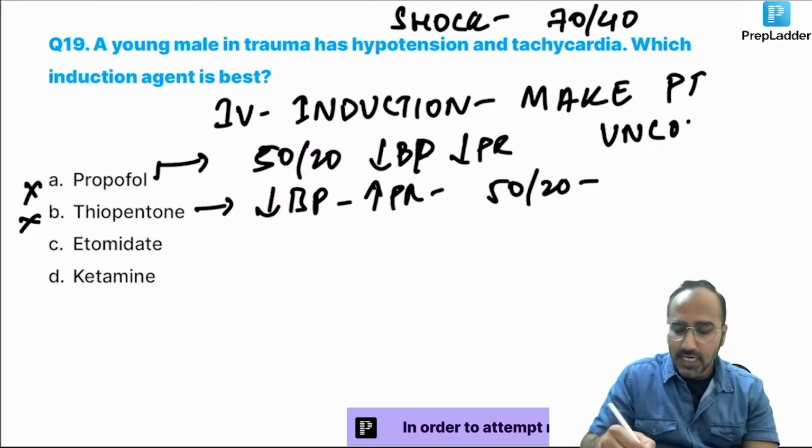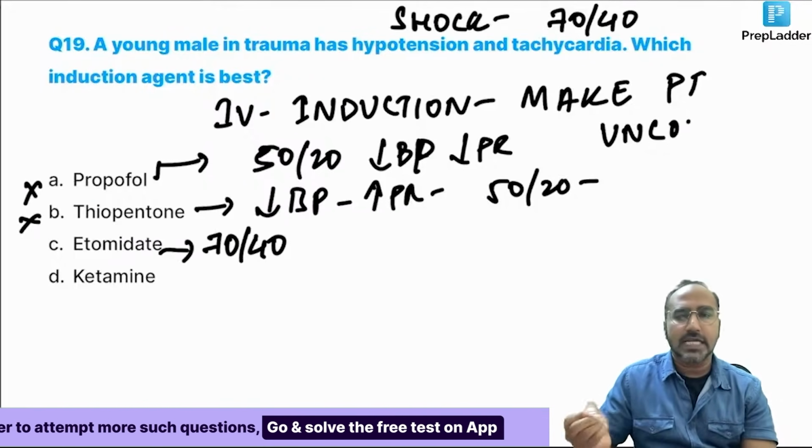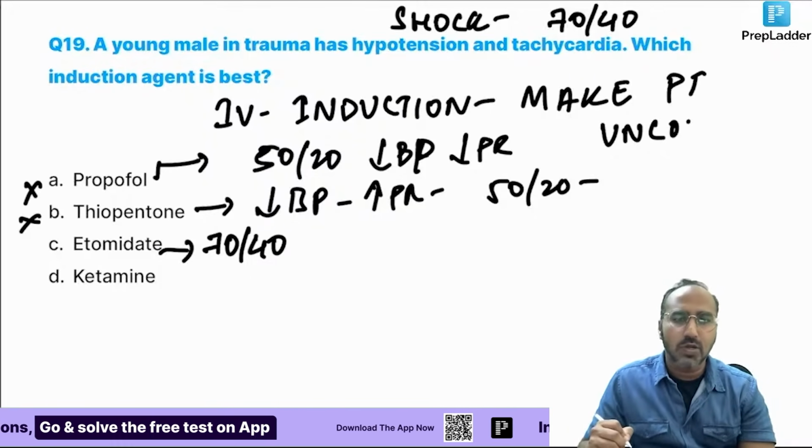How about etomidate? If you give etomidate, the BP previously was 70/40. After giving etomidate, it is 70/40. Is it doing good to the patient? No.